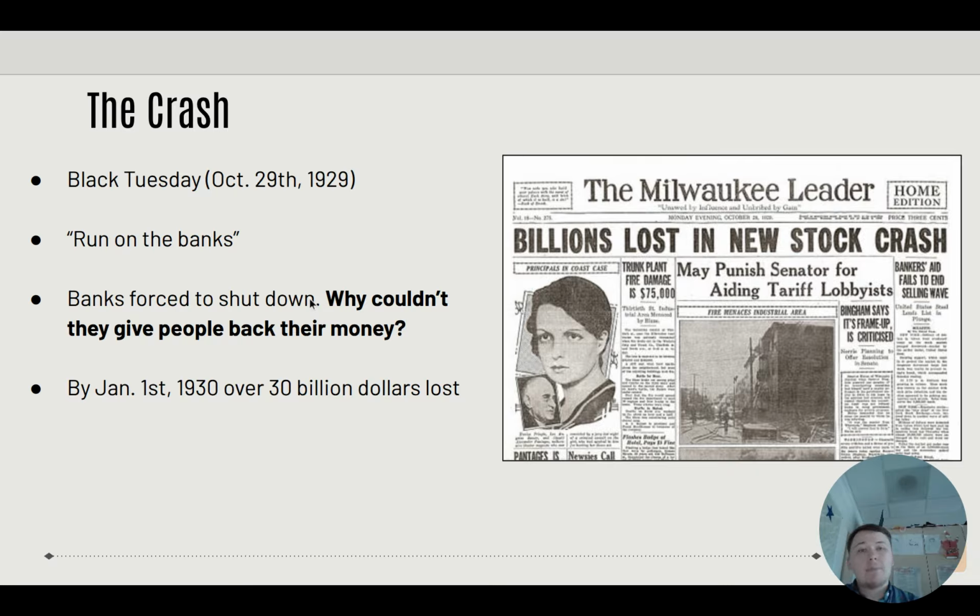So all these people are rushing to the banks, trying to withdraw all their cash. The banks don't have all that cash on hand because they've been investing it, spending it, buying all these inflated stocks. So suddenly, all these banks are shutting down. So it's this huge panic. And in just a couple of months, $30 billion are just poof, wiped out, gone. It's the start of the Great Depression.